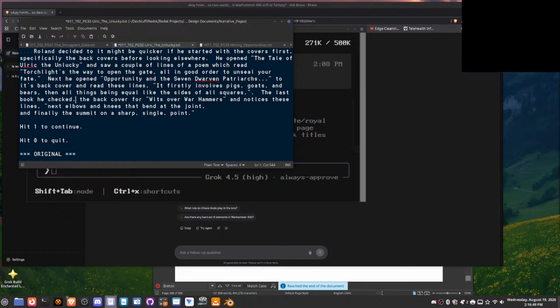Wits over Warhammers, he noticed. In the last book he checked, which was Wits over Warhammers, he noticed these lines. Next, elbows and knees that bend at the joint, and finally the summit on a sharp single point.